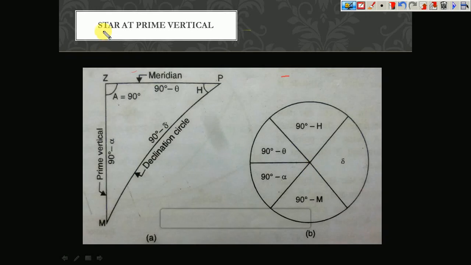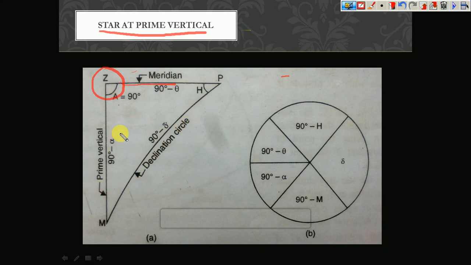So the next concept is star at prime vertical. See, in this we can see it clearly. So here the star is present over here, that is at the prime vertical. Then we can divide, that is we can split some amount like this. See, if this is the vertical, then I can take, and this is the meridian and this is the prime vertical, this is the declination circle.